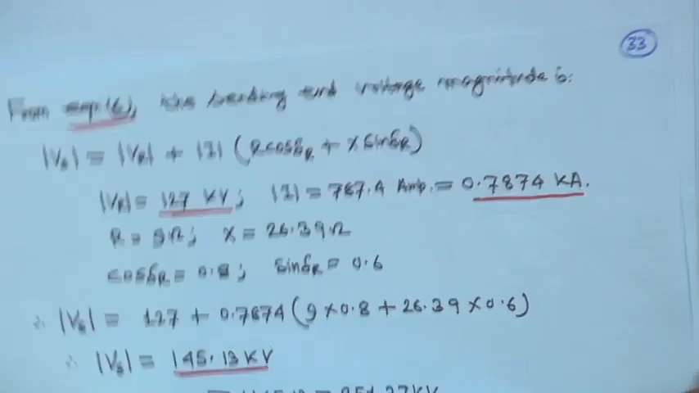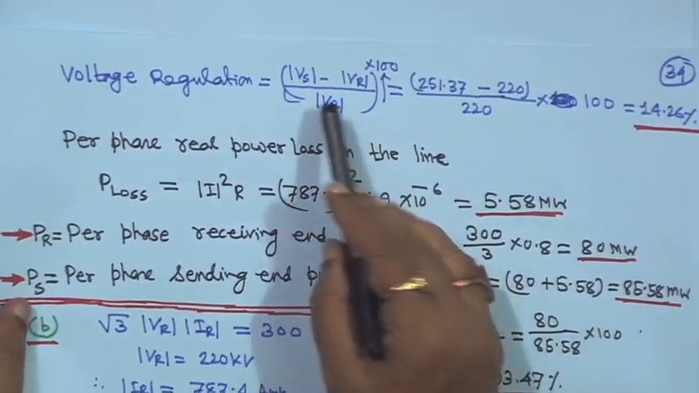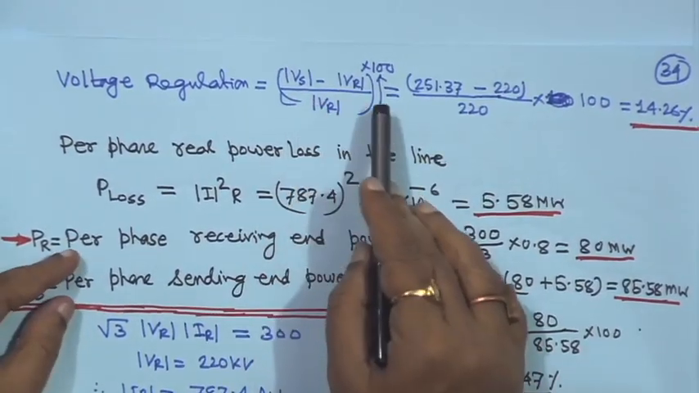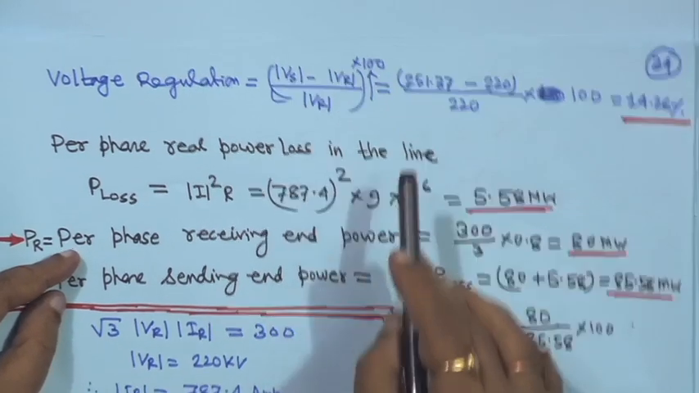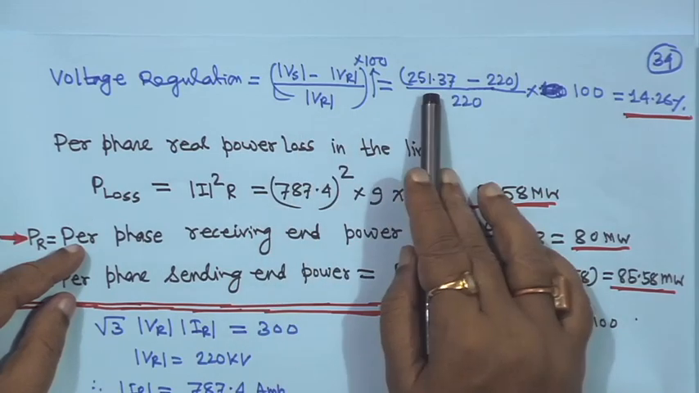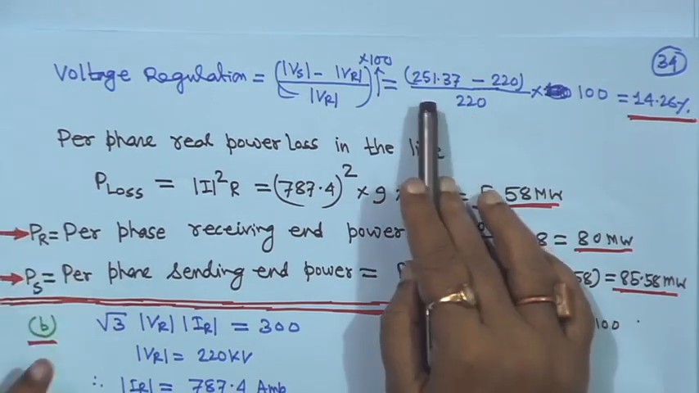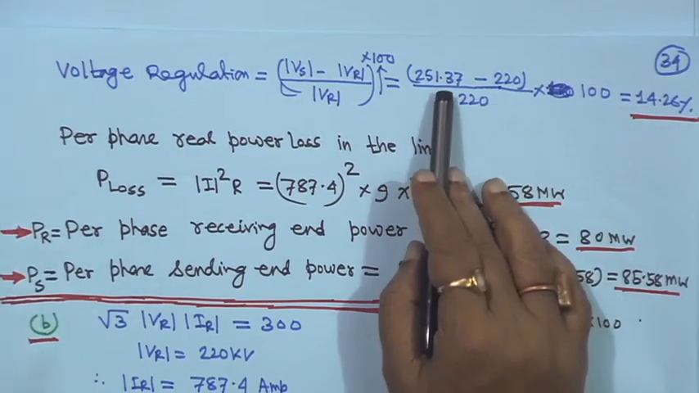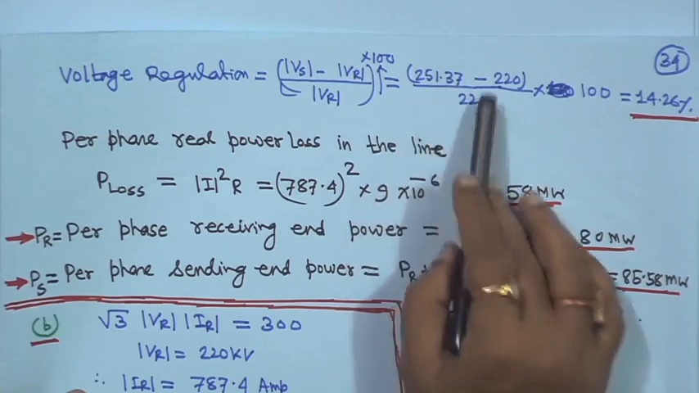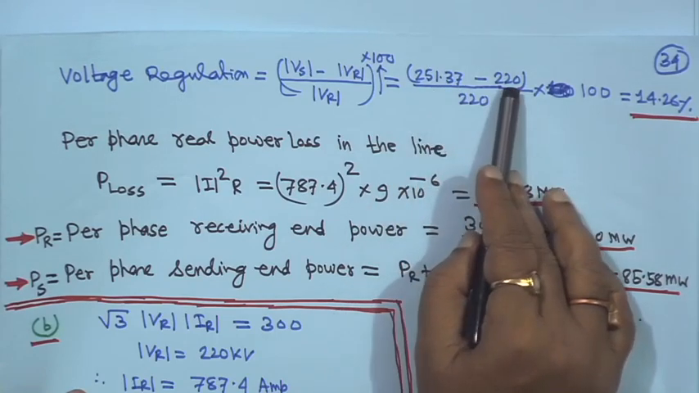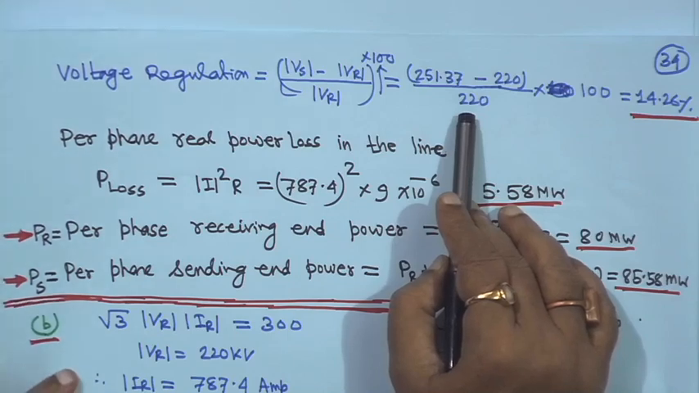Therefore, voltage regulation is equal to Vs minus Vr, I missed the 100. So, here it is multiplied by 100 actually, divided by Vr. So, you substitute Vs magnitude and Vr in this voltage regulation calculation. You can use three phase, you can convert it to per phase also, the answer will remain the same. If you divide this one by root 3, this one also will be divided by root 3, this one also will be divided by root 3. So, it will be your same answer.